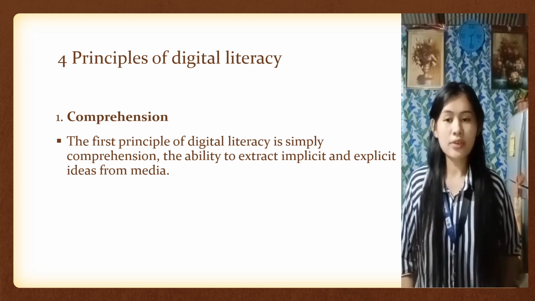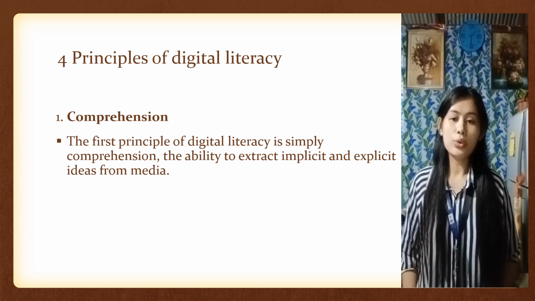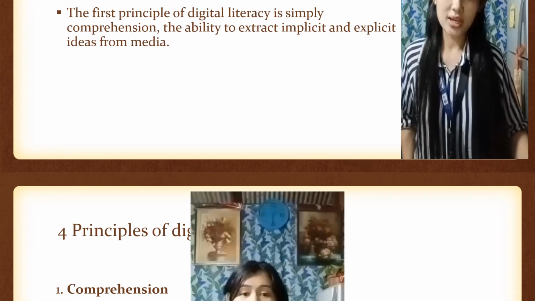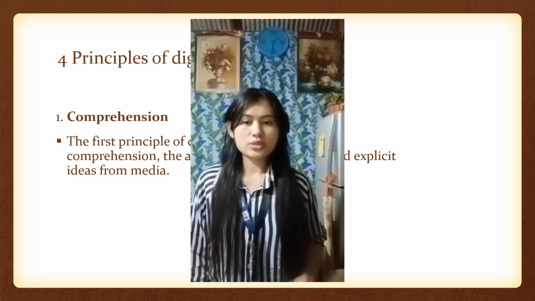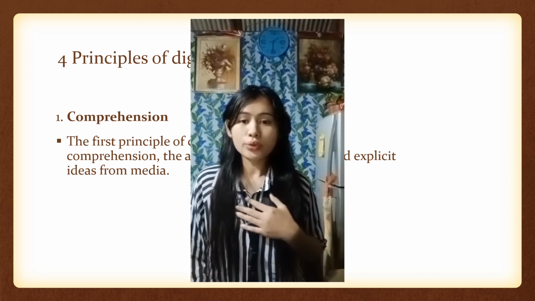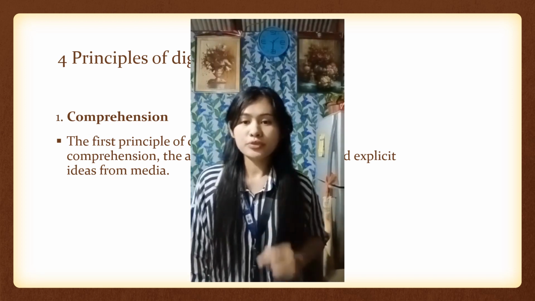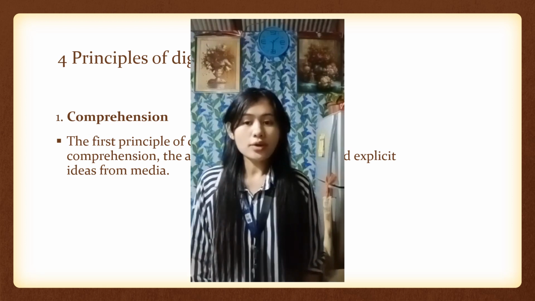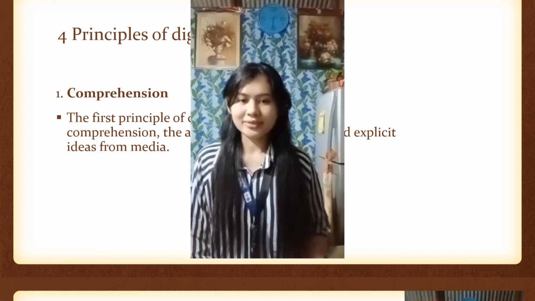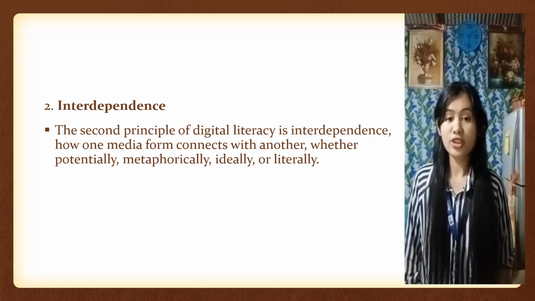Comprehension, the first principle of digital literacy, is simply comprehension: the ability to extract implicit and explicit ideas from media. That means students first must reach a level of comprehension of digital literacy through lessons, home practice, and support group work. This will help children grasp basic concepts of safety and digital literacy that will form the foundation of their learning. The second principle of digital literacy is interdependence.